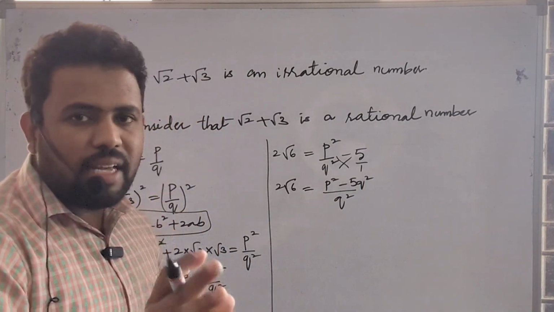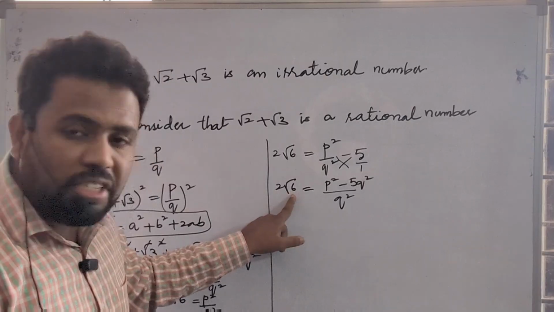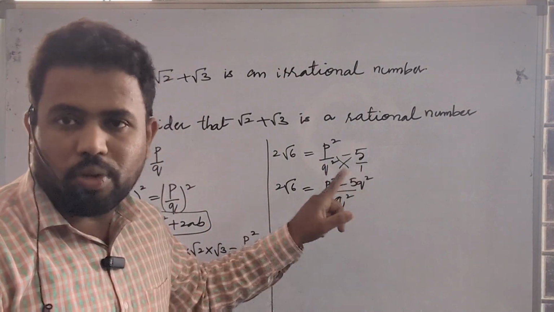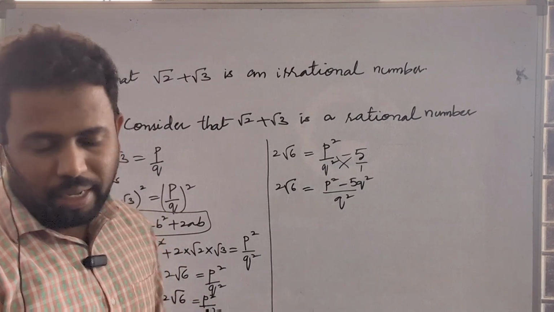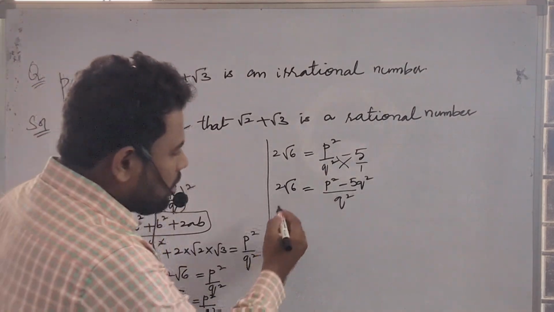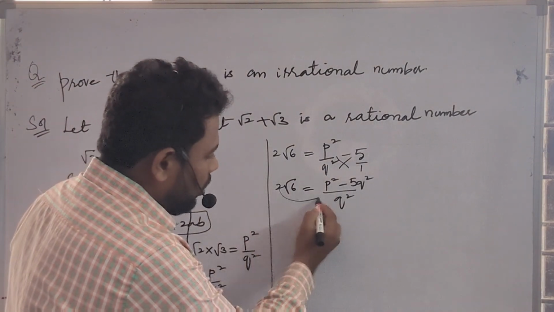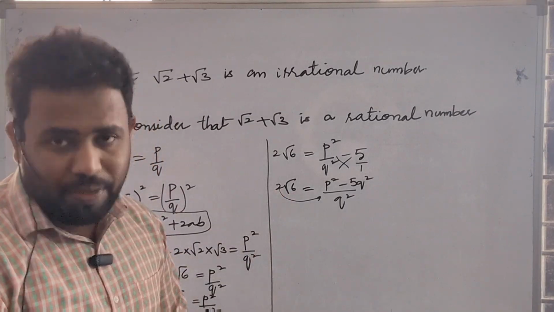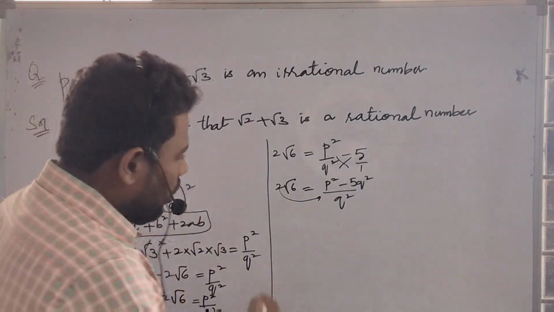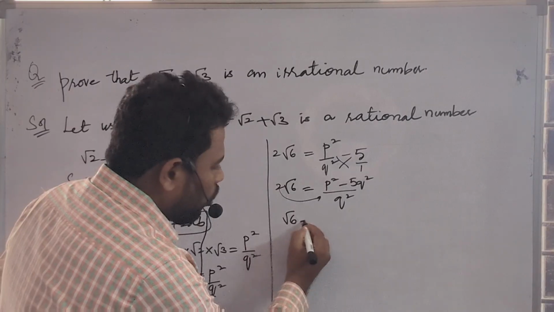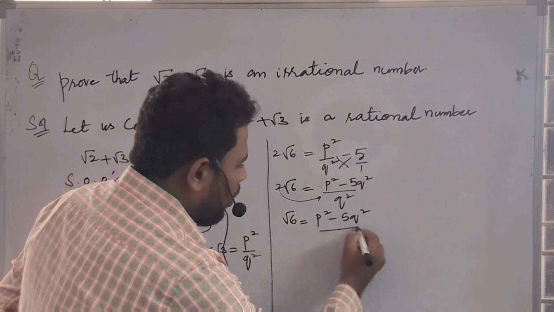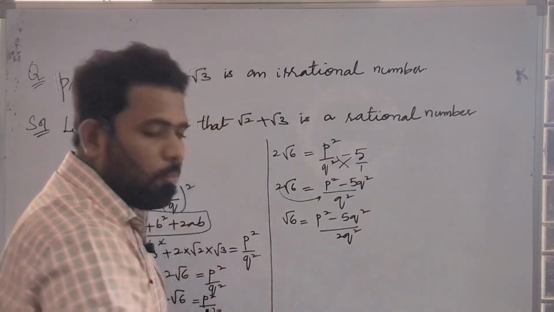5q square. As I said, keep the root 6 here. Root value must be kept on the left hand side, and all those numbers you have to transpose to the other side, meaning the right hand side. So let us take this root 2 here. As 2 is in multiplication, it will be in division if it goes to the other side. So here we are left with root 6 equals p square minus 5q square by 2q square.